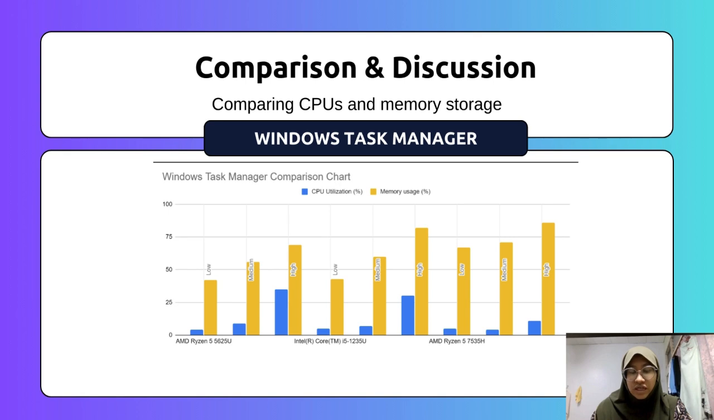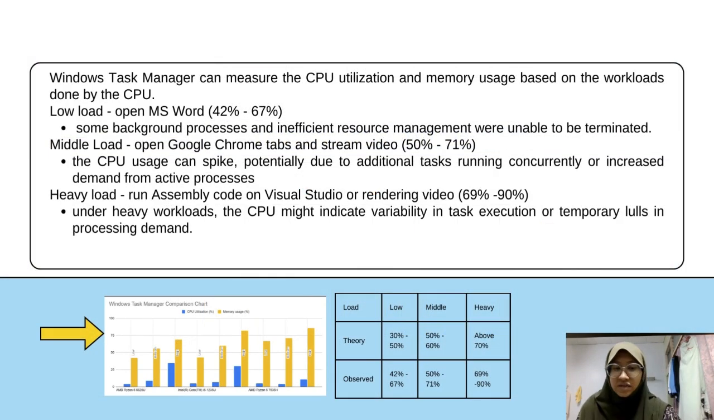The average of the best CPU performance belongs still to Intel Core. When we're doing the low load activity by opening Microsoft Word or any other text processor, the range falls a little bit higher than the theory. The theory mentions that it's supposed to fall in the range of 30 until 50%, but we received 42 until 67%. So we can deduce that some of the background processes and inefficient resource management were unable to be terminated.